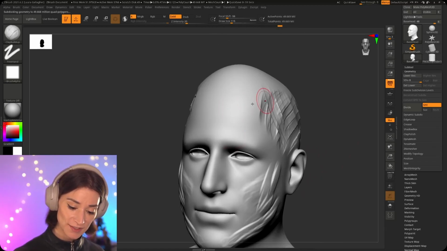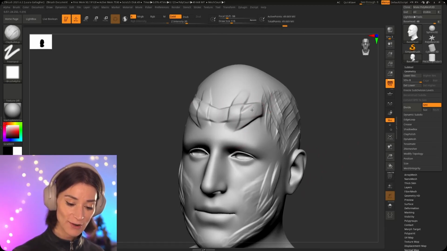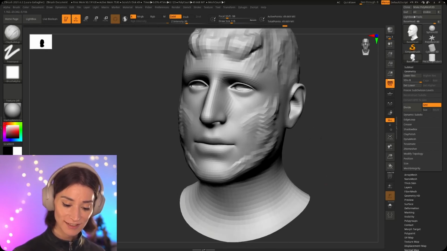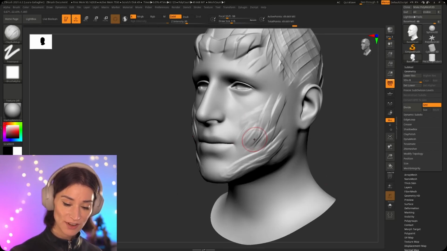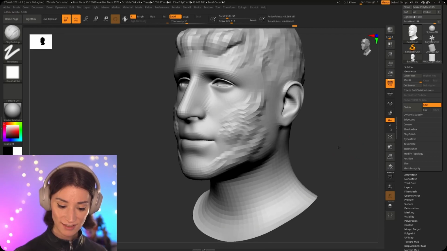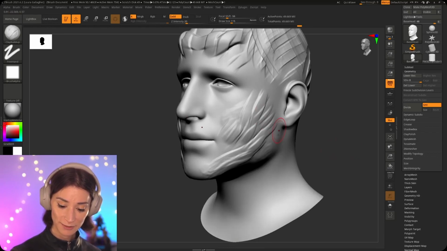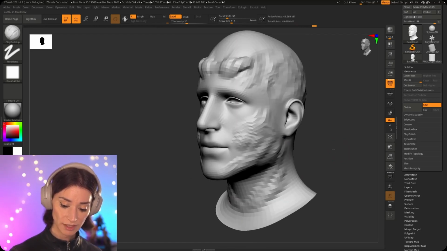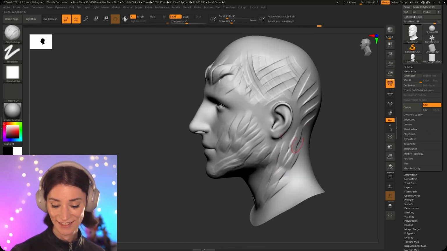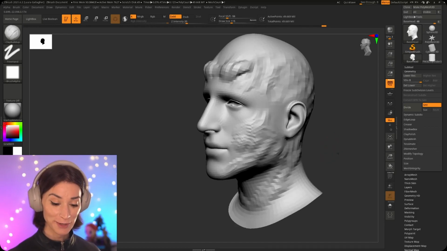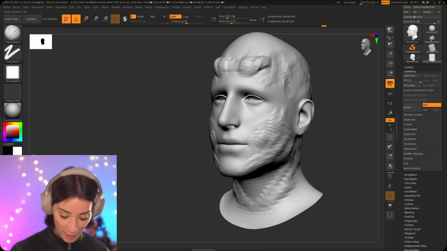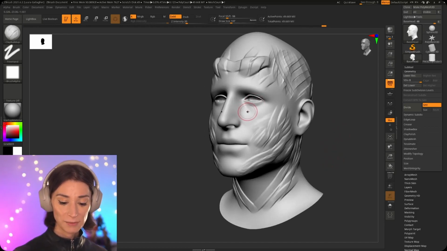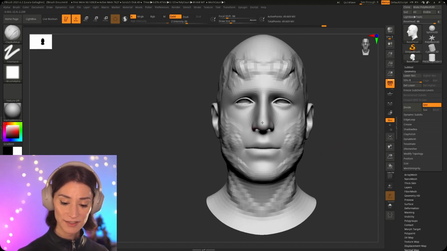Cool. How is the sculpting experience? Okay. We're starting to see a bit of smoke coming out of ZBrush, but still, this is pretty workable, right? 50 million polygons. We got 50 million polygons on this head right now.